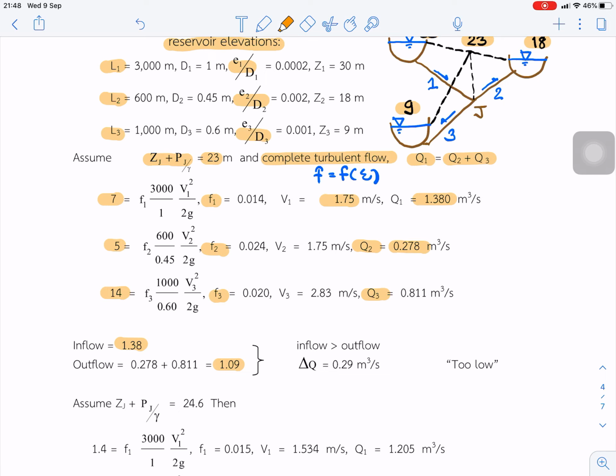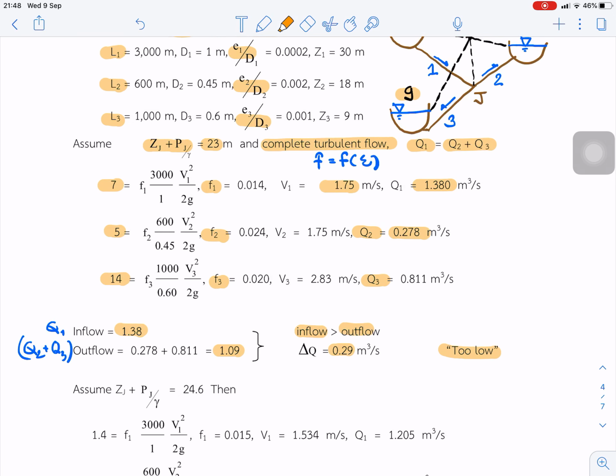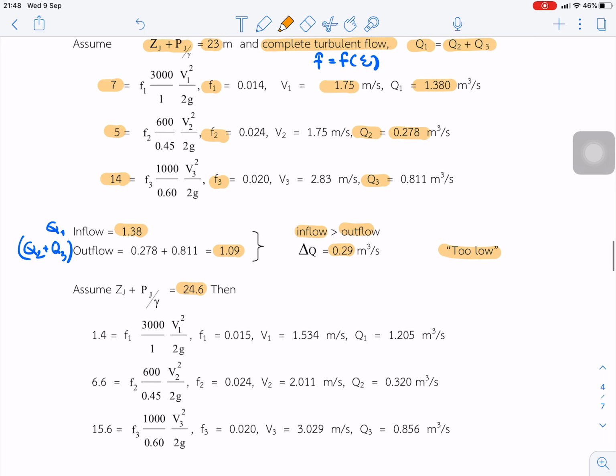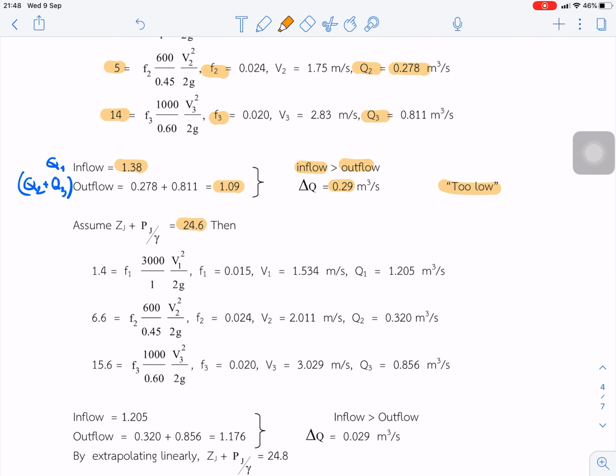So we say that the inflow is greater than outflow, and the difference Q is about 0.29. That means we assumed that the elevation of the junction is too low, too low, making a lot of inflow. We have to move a little bit higher at the elevation of the junction, so we increase from 23 to 24.6 something like that.